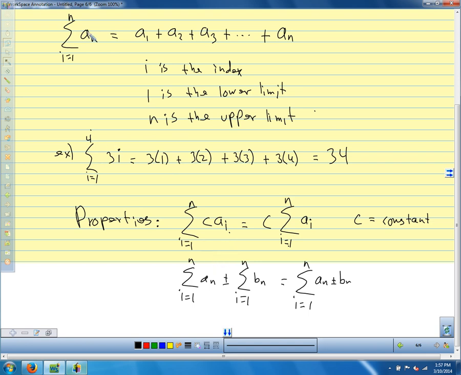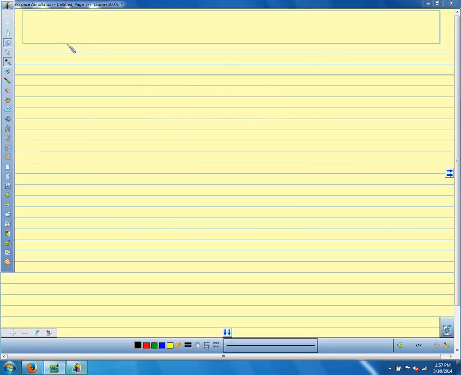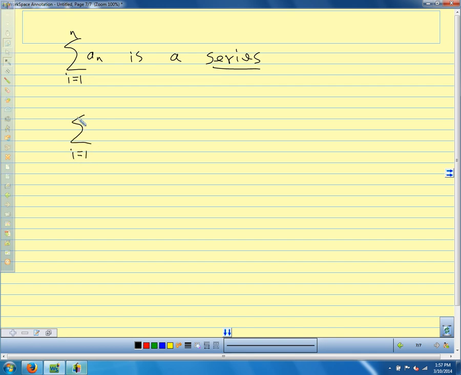Now I said when we add these together, when we have this sum, we call this a series. We add the terms of our sequence, we come up with a series. If we add an infinite number of terms, we call it an infinite series. This should be infinity.